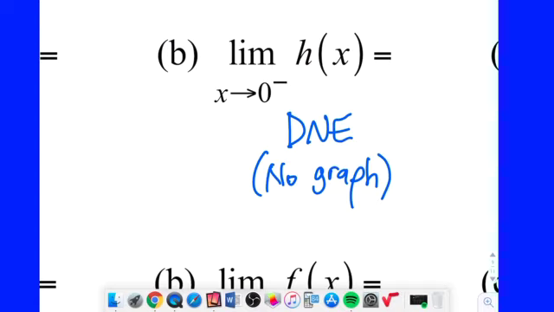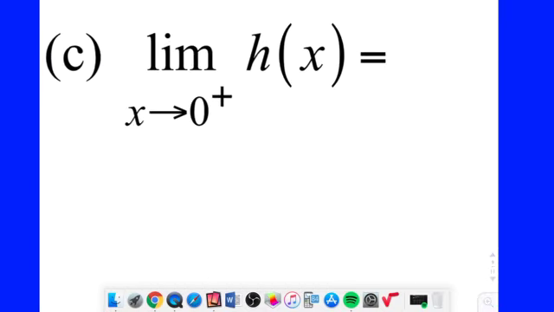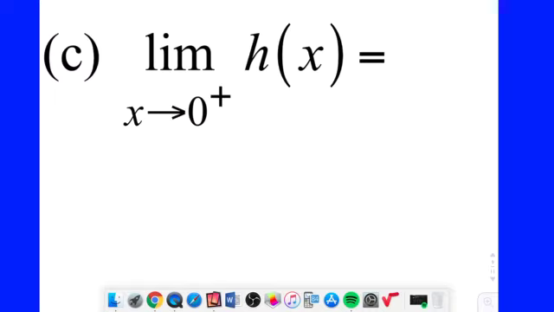You're going to find that limits can fail to exist for any number of reasons. It could be like a jump where the general limit doesn't exist because it's two different numbers from both sides. It could be like this where there's no graph at all, so the limit doesn't exist. Or it could be like this. What would be the limit from the right-hand side of 0?